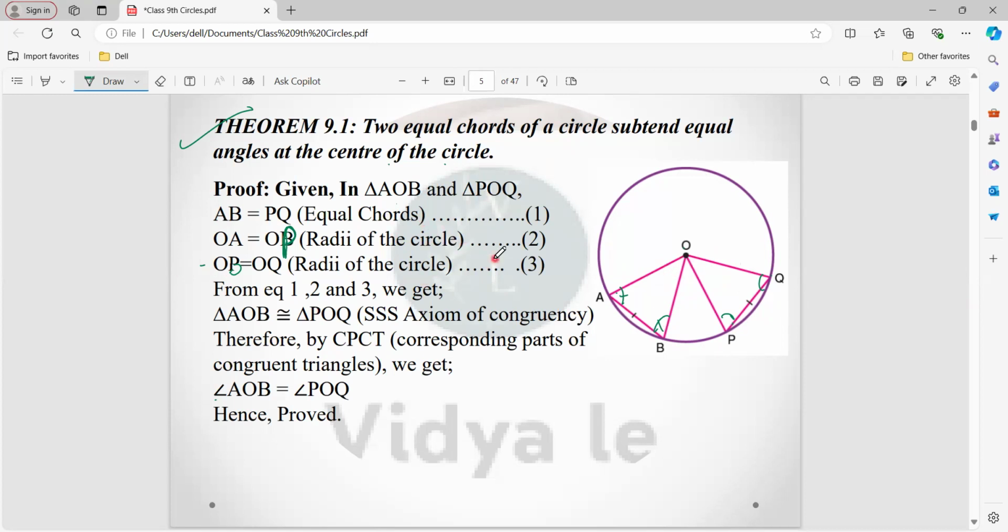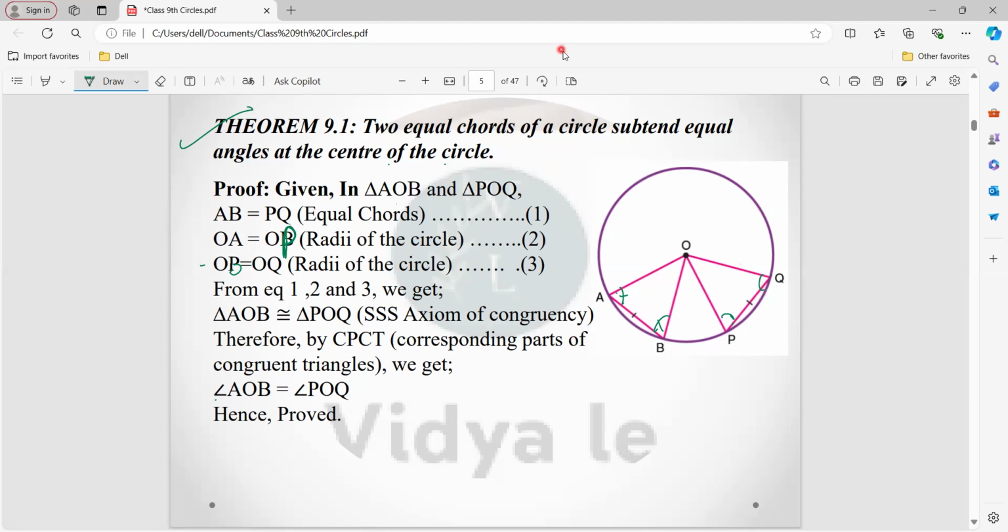And we know that when two triangles are congruent, their corresponding parts are equal. So these two triangles are congruent. So their corresponding part, that is angle AOB, is equal to angle POQ. And this is what we have to prove, right? I hope it is clear to everyone.